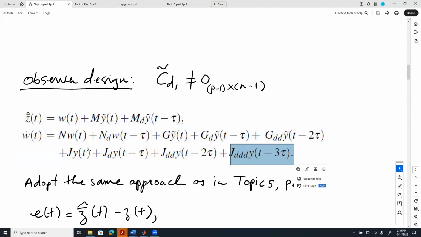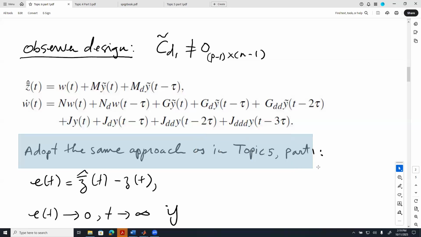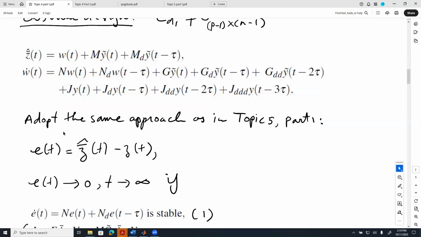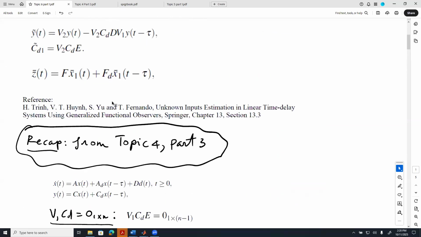The approach that we're going to do, we adopt the same approach as in topic 5, part 1. So in other words, we are going to define an error vector, which is the difference between the estimation of this generalized functional and itself. Oh, by the way, that should be an X bar in there. Okay, that should be an X bar in here because that is the generalized functional which is defined in here.